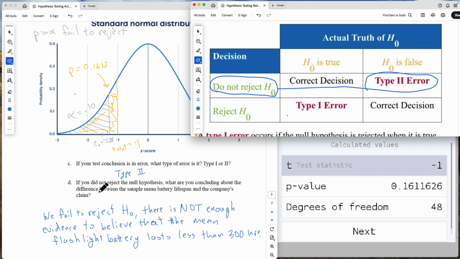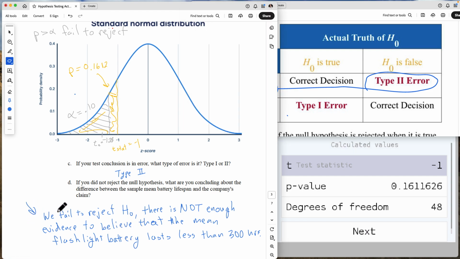What are you concluding about the difference between the sample mean battery lifespan and the battery's claim? That's our statement. We failed to reject. There is not enough evidence to believe anything. So we can't believe that it's less than, and we can't believe it's greater than. We can't believe anything if we fail to reject. So this sample does not provide enough evidence to do anything. So that's number 3.